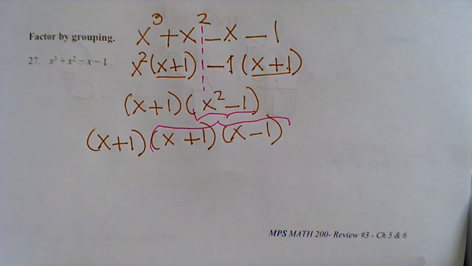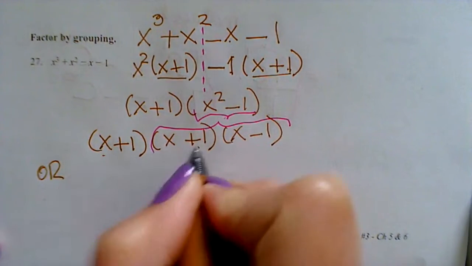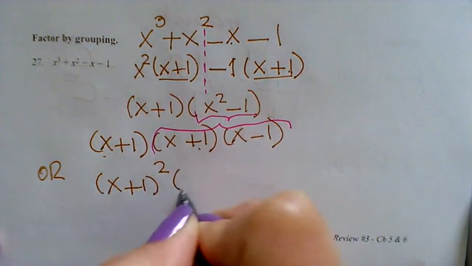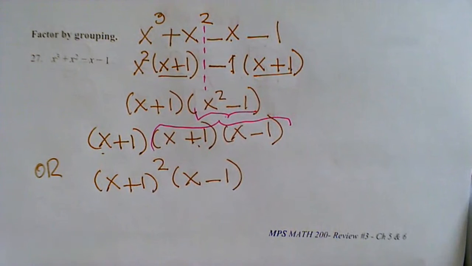The difference of squares. Now, you could answer it like that, or, hey, I have 2 of this one, so I could say x plus 1 squared times x minus 1. Either one will work.